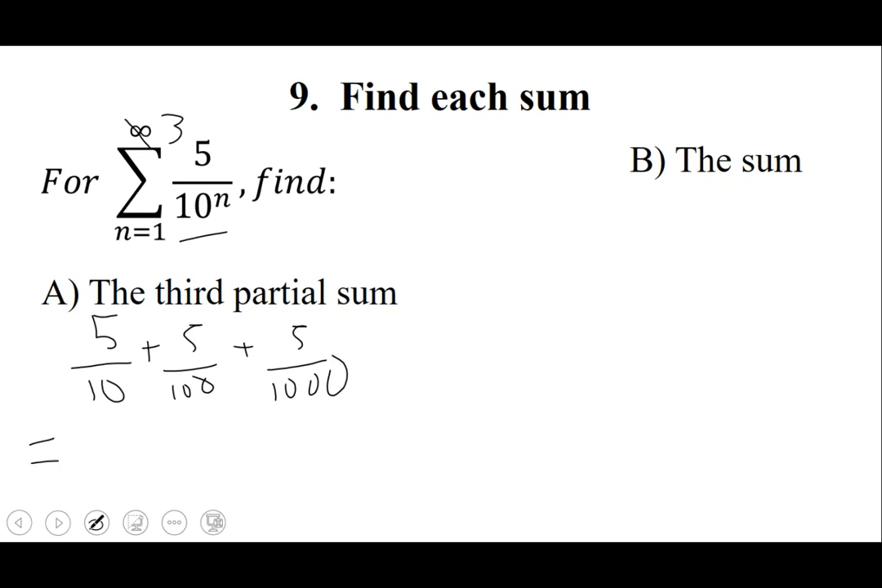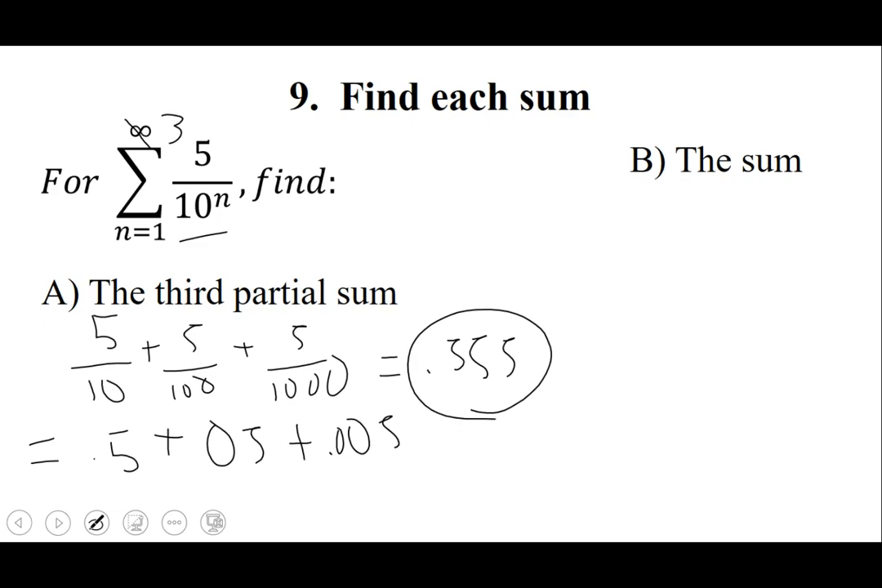You're going to see a very similar thing happen. You're going to see 5 divided by 10, which is going to give you a half or 0.5, plus 5 divided by 100 is 0.05, plus 0.005. And if you're adding up just 3 things, you're going to get 0.555, ending and terminating.